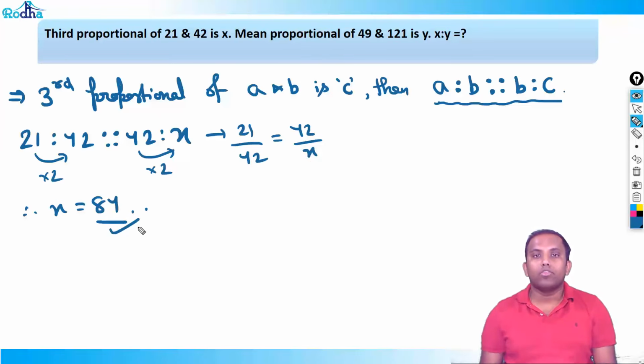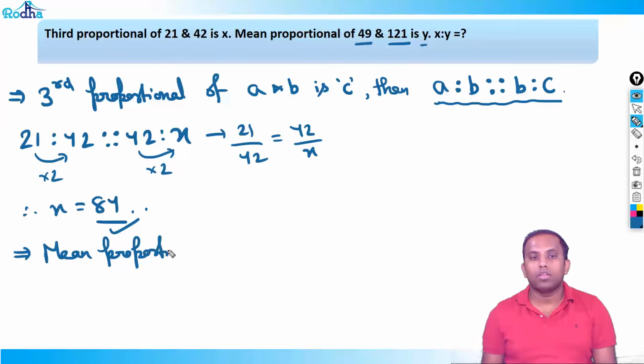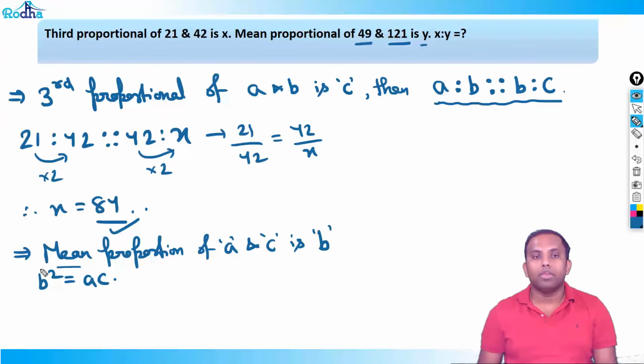Now what is Y? So mean proportion of 49 and 121 is Y. Okay. What is mean proportion? Mean proportion of A and C is B, right? So what does mean proportion mean? B square is equal to AC, right? We have studied this. So now B square equals AC.